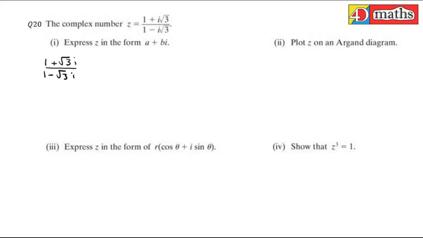1 minus root 3i. To get rid of the i in the bottom, multiply by its conjugate, which is the 1 in the bottom, and you just change the sign. So you're going to multiply the top by the top and bottom by the bottom. So I'm going to multiply with the top.